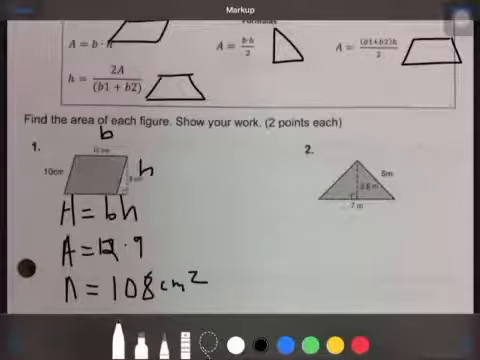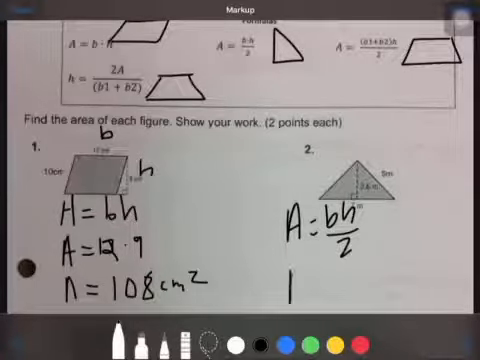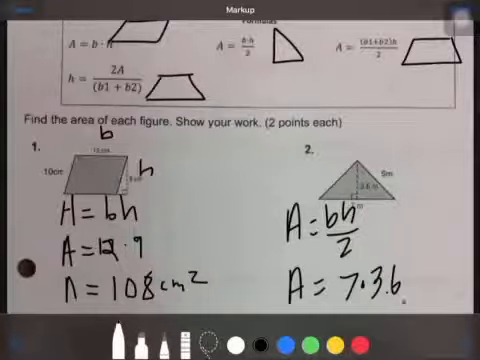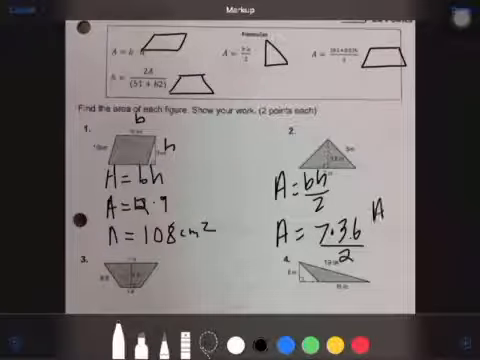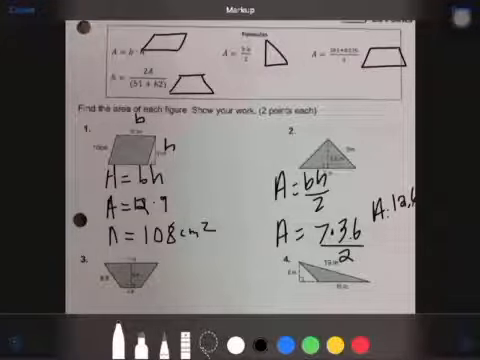Okay, then going to the next one. I see that's a triangle, so I'm going to use my triangle formula, base times height divided by 2. Second step, put in my numbers. So 7 is my base. The height goes straight up, which is 3.6. That all has to be divided by 2. Do that in my calculator. Area is equal to 12.6. Then I need to label it meters squared. Sorry, it's kind of squeezed in there.